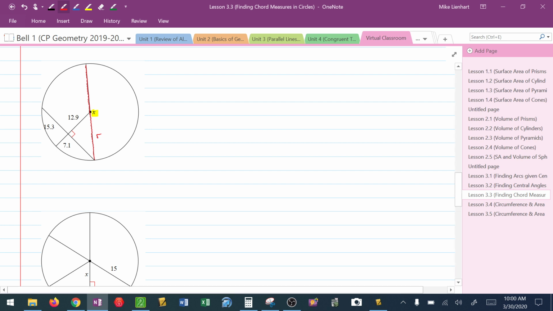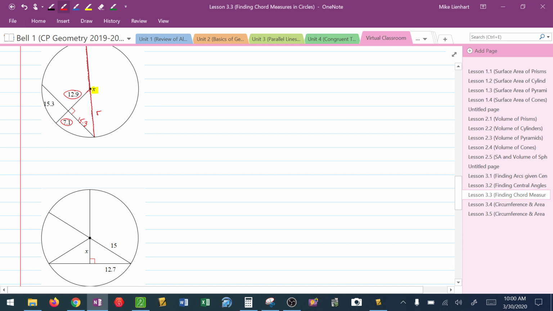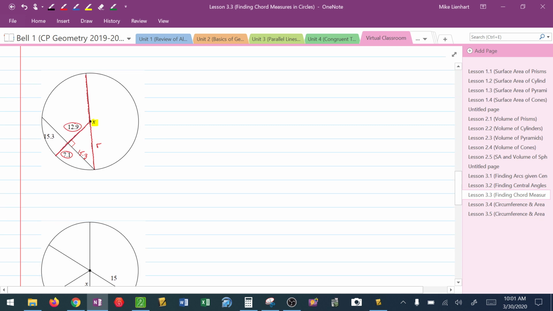They tell me that this piece over here is 15.3, which means this piece over to the right here is also 15.3. Why? Because that is perpendicular to the chord. The chord, therefore, is being bisected. I know that if I put this measurement and this measurement together, that gives me this entire segment right there. And that segment is known as a radius.